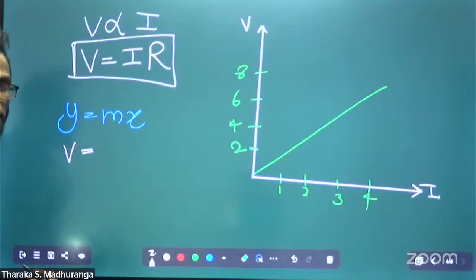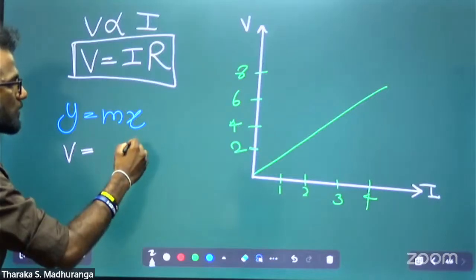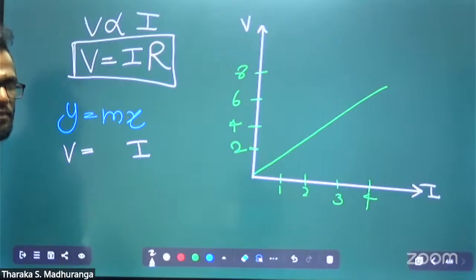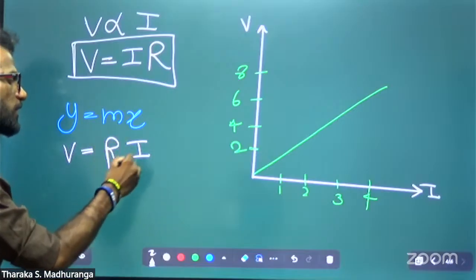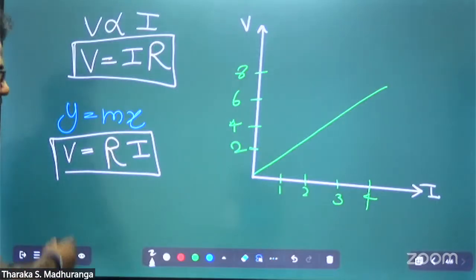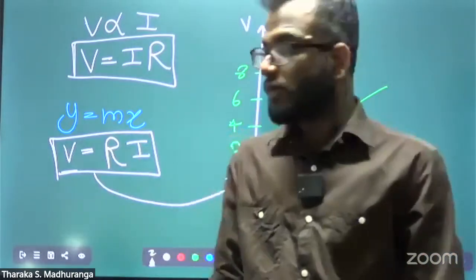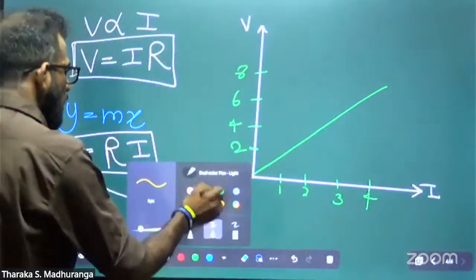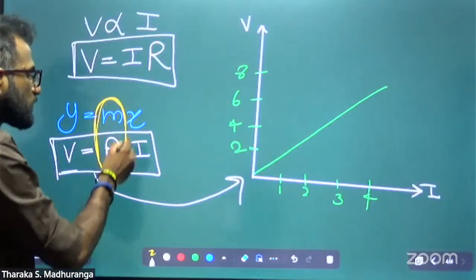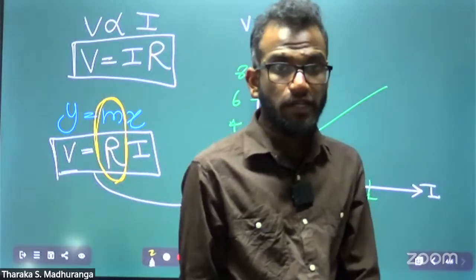The y-axis is V and the x-axis is I. The gradient is capital R, remember. V equals RI according to this graph. Then you can see R, the resistance, is the gradient of this graph.